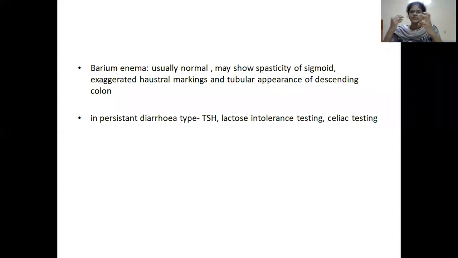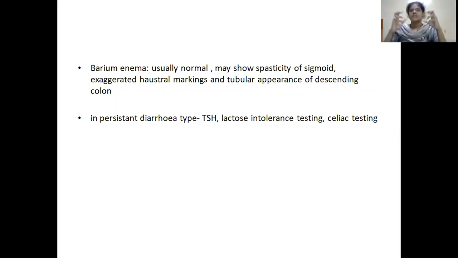And the other thing is profuse diarrhea. It could be just lactose intolerance. So you have to test if the patient is having lactose intolerance. How will you test for that? I think malabsorption syndrome was dealt with in the last class. How do you test for lactose intolerance? You will be checking the hydrogen breath test.